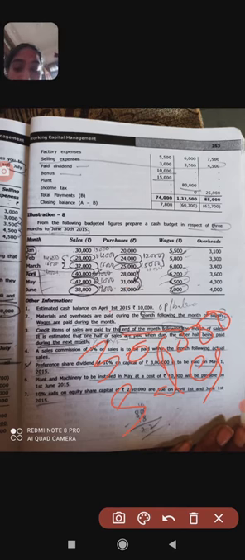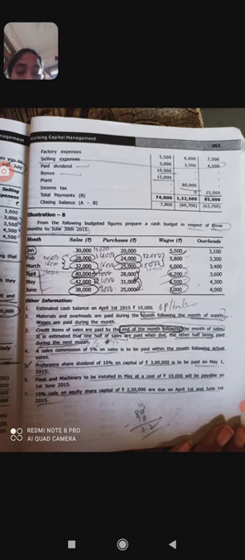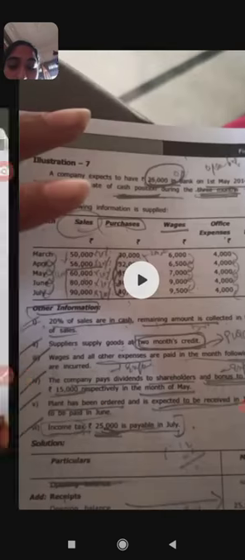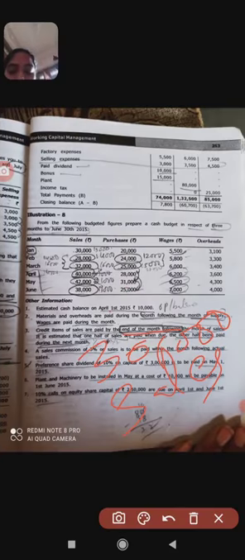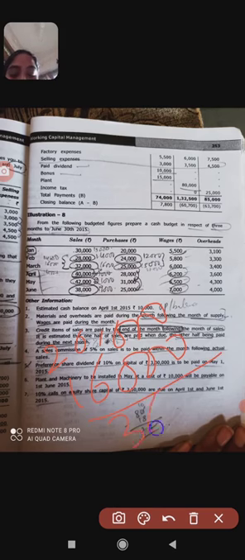Next month, May. Half of April, which is 20,000, and again half of March, 16,000. 20,000 plus 16,000, how much is it? 36,000 in the month of May. Okay, in the month of May it is 36,000. It is sales.